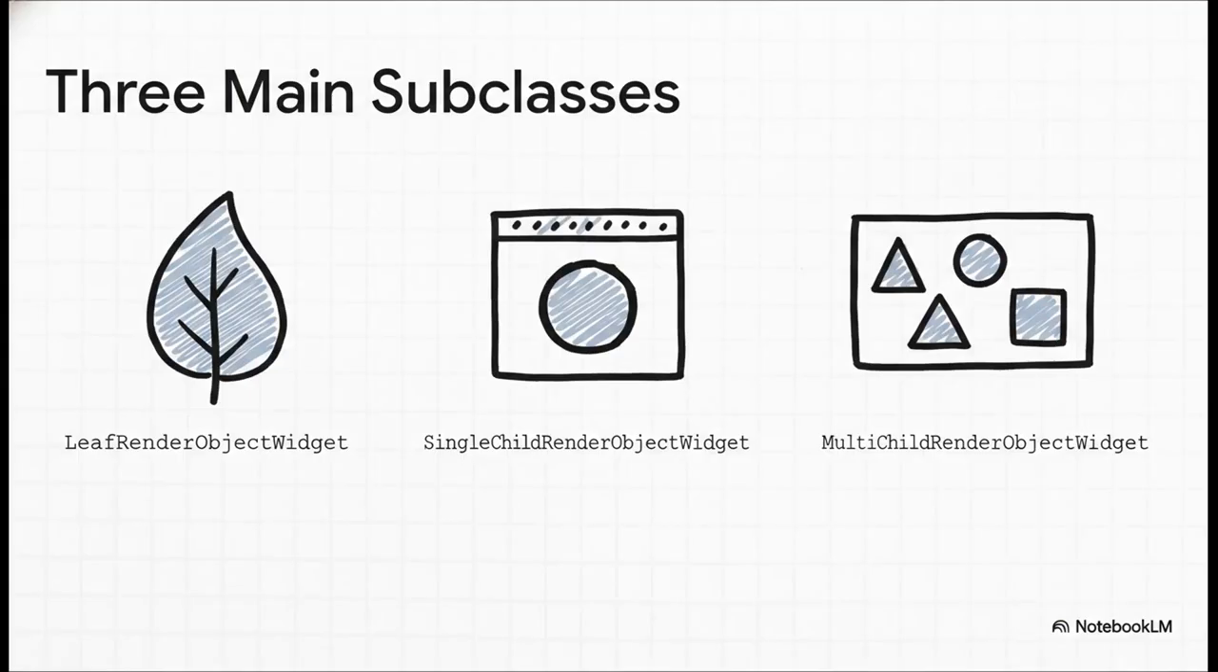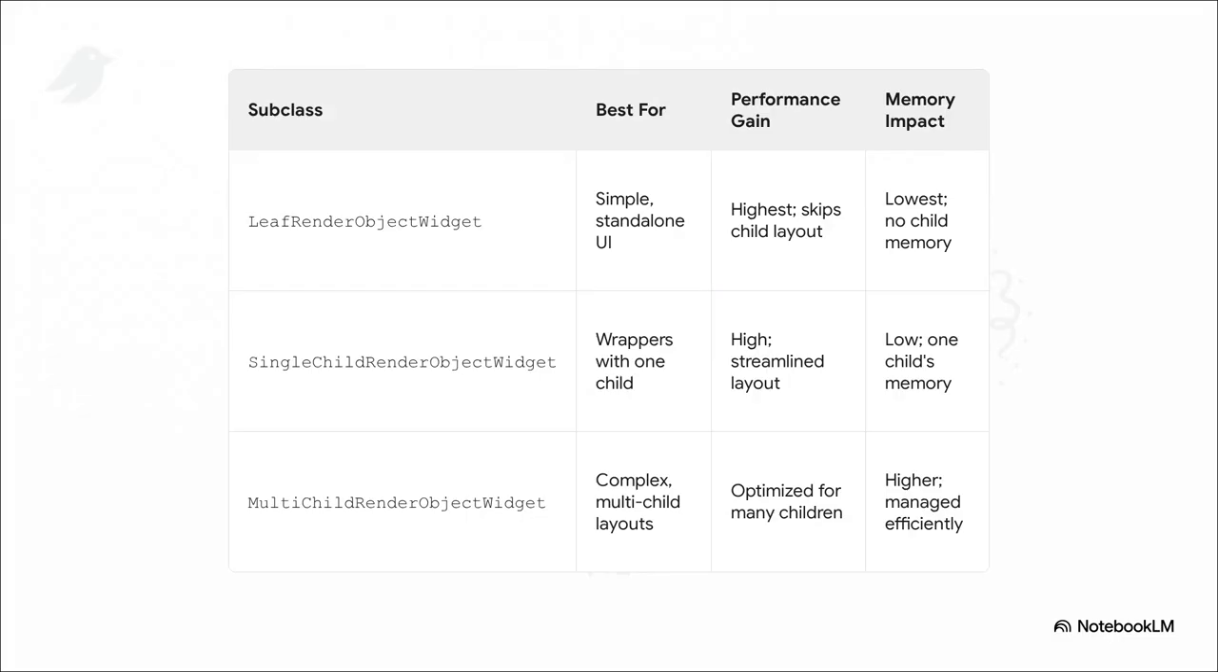And when it comes to this stuff, there are really three main tools, three subclasses of render object widget that you've got to know. Just think of them as specialized gear. One for simple, standalone things, one for things that wrap just one other component, and one for handling complex layouts with lots of moving parts. Now this chart here is, well, it's pretty much your cheat sheet. Look, if you're building something simple that has no children, like a custom icon or some kind of static graphic, you grab the Leaf Render Object widget. The performance gain is massive because Flutter just gets to skip all the logic about children entirely.